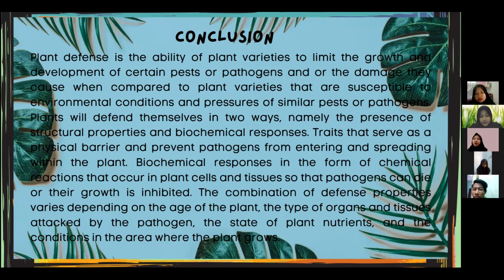The combination of defense properties varies depending on the age of the plant, the type of organ and tissues attacked by the pathogen, the state of plant nutrients, and the condition in the area where the plant grows.